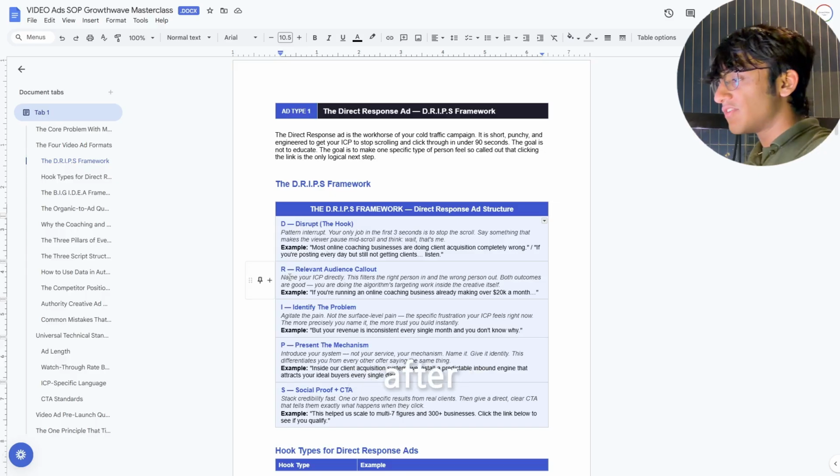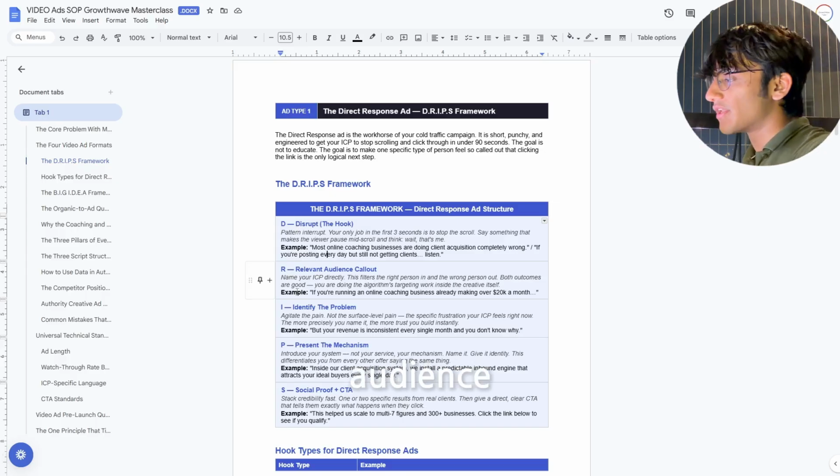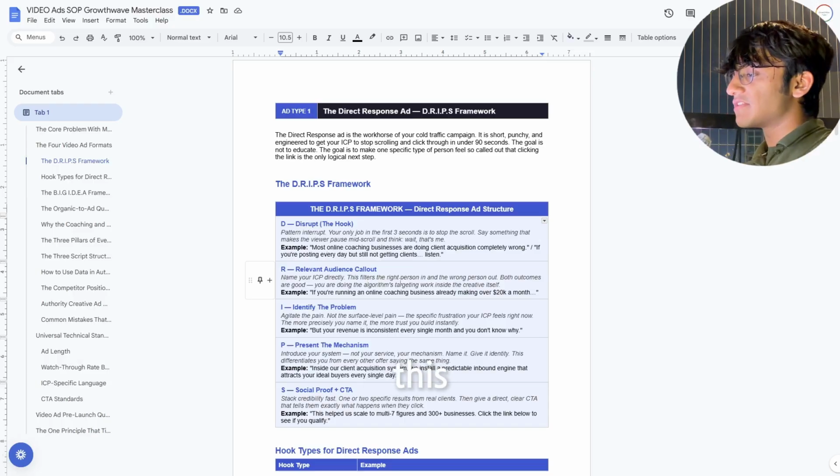And then after D, we have the R, which is the relevant audience call out. You name your ICP directly. This filters the right person in and the wrong person out. Both outcomes are good. You're doing the algorithm's targeting work inside the creative itself. Okay. So example: if you're running an online coaching business already making over $20,000 a month, that's a very good call out.